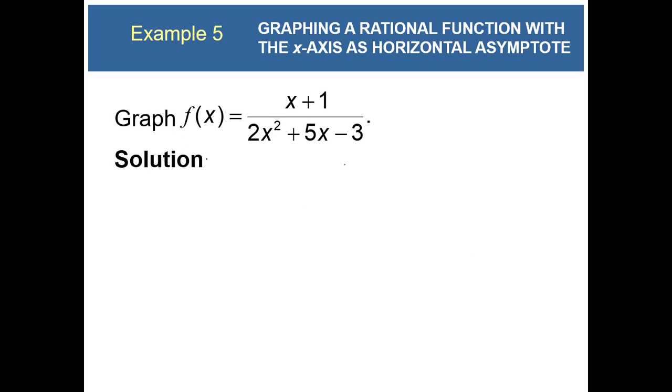Example 5. We want to graph f of x equals x plus 1 divided by 2x squared plus 5x minus 3. I know there are a lot of steps, but we'll take it slow. We'll start with step 1. Step 1, we're going to set the denominator equal to 0 and solve for our vertical asymptotes. We'll set 2x squared plus 5x minus 3 equal to 0, and we'll solve for our vertical asymptotes.